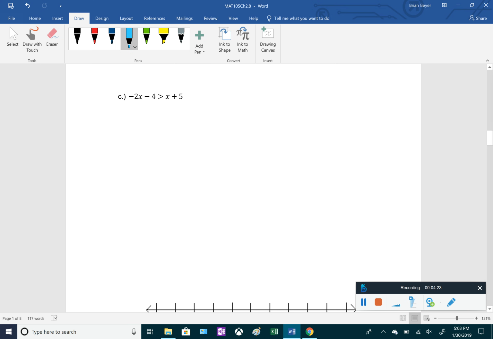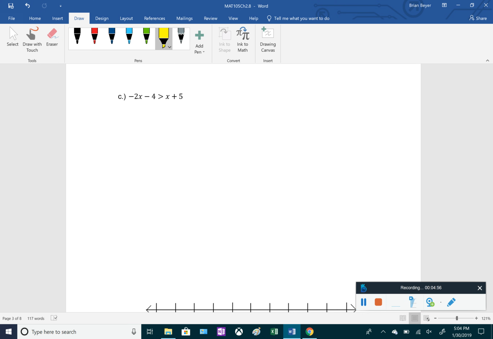Next one, negative 2x minus 4 greater than x plus 5. So we want to get all of the x's on one side. Something that we could actually do here is put some forethought into it. If we get the x's on the left side, we would have to subtract that x. We would get negative 3x on the left. That's going to tell you that we're going to have to divide by a negative 3 later on, which is going to have to reverse the inequality.